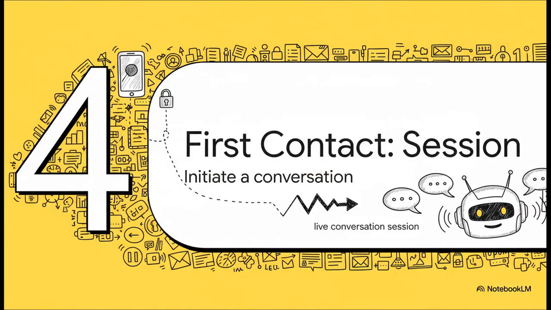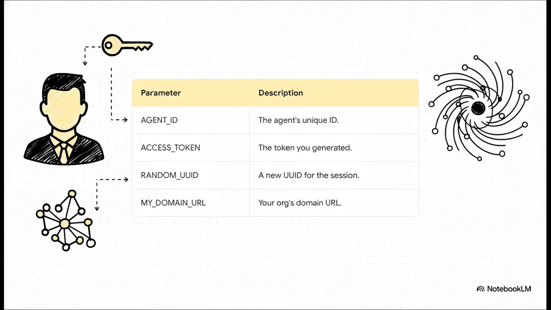It's your temporary key to the kingdom, and you're going to need it for every single API call you make from now on. All right, we have our app, we have our key. It is time to make first contact. Our goal now is to use that token to kick off a live conversation session with one of our AI agents. So before you make that first call, you need to get 4 things ready. You need the ID of the specific agent you want to talk to, the access token we just made, your My Domain URL, and finally, a brand new, randomly generated UUID to uniquely identify this one session.